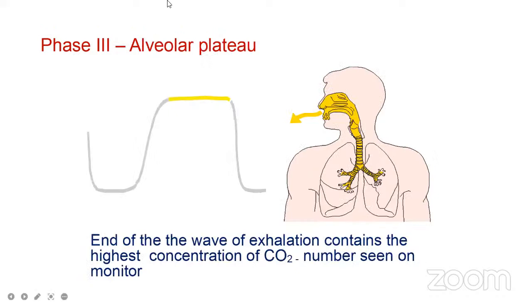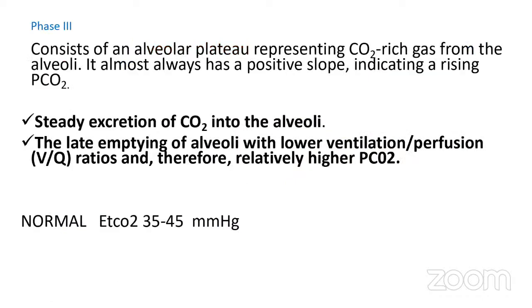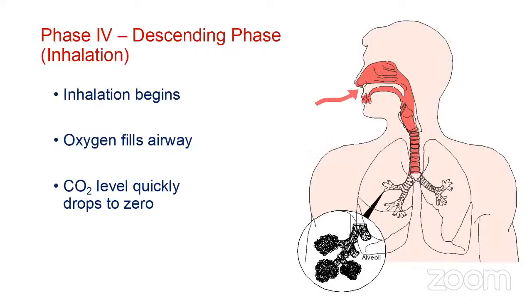And this is the plateau phase, which is in yellow color, shows the end of the wave of the exhalation and its highest concentration of the carbon dioxide number seen on the monitor. So phase 3 consists of carbon dioxide rich gas from the alveoli. It also always has a positive slope indicating the rising of the PCO2, steady excretion of the carbon dioxide into the alveoli, and the late emptying of the alveoli with the lower ventilation perfusion ratios and therefore relatively higher PCO2. The normal values are between 35 to 45, which you are already monitoring.